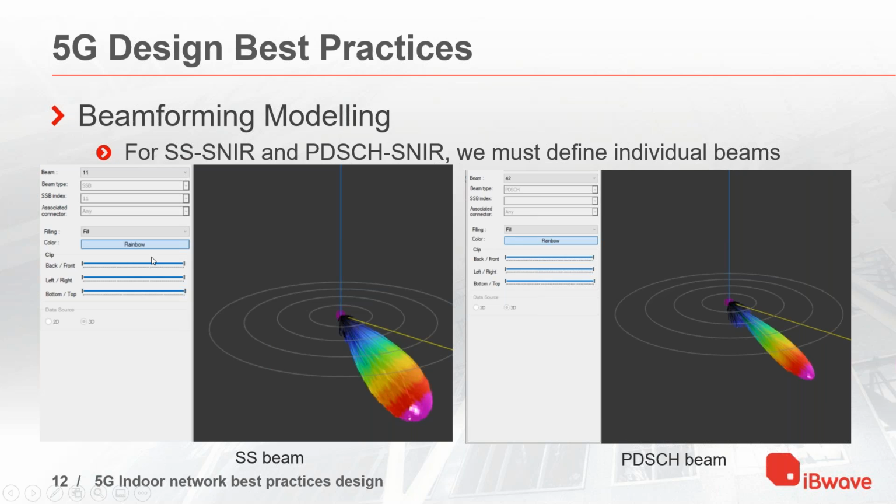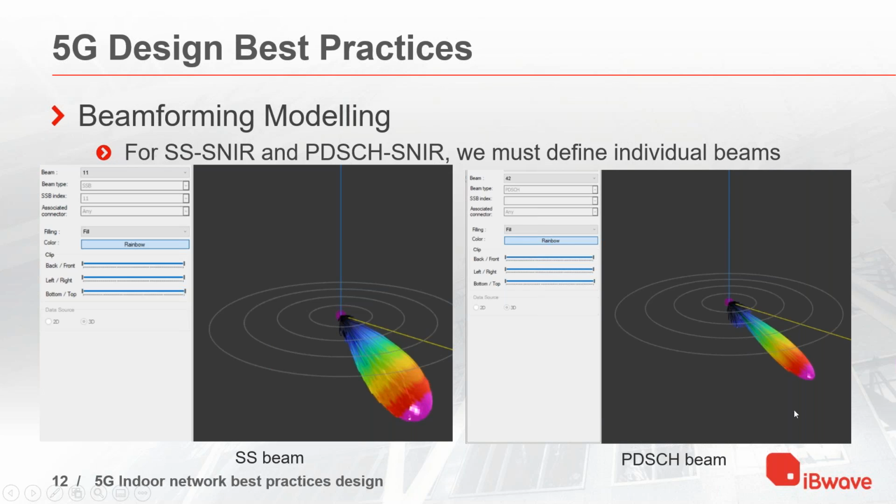What I am now showing you is how it looks in our tool, IBWave Design. Here you can have individual beams defined. Here is SS beam number 11, and it says beam type SSB. You see that the individual beam is defined in a certain direction in a horizontal cut, and with a certain elevation in the vertical cut. There are some lobes here. It's not very clear, but they're there.